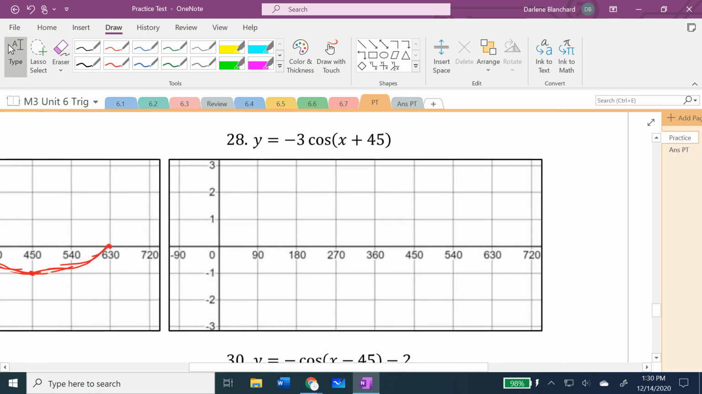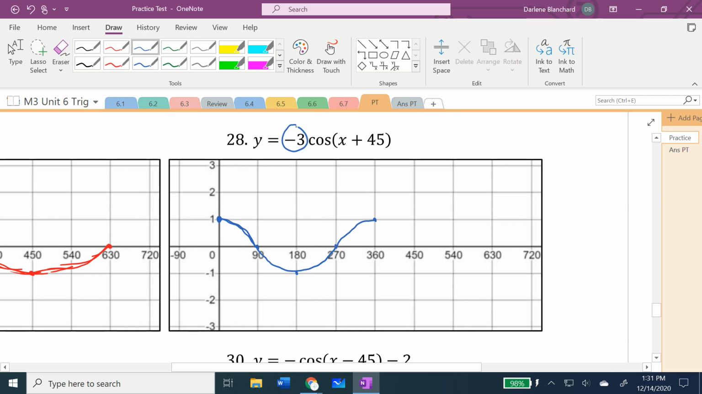For 28, we're going to start with the parent graph of cosine, which would be cosine always starts at the top, goes to the middle, bottom, middle, top in 360. And be careful when you're drawing it. I do not want to see a U shape. I need to see a cereal bowl, but then half a cereal bowl that is spilled and half a cereal bowl that is spilled.